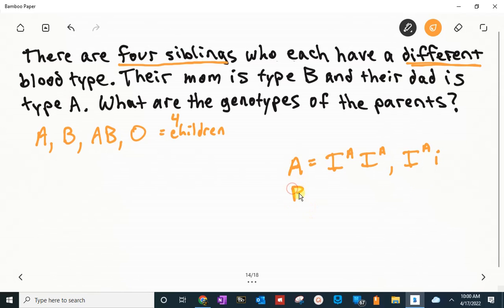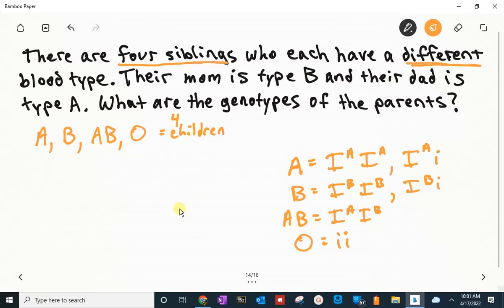Now for blood type B, you could have homozygous B, or you could have dominant B with a recessive O. For AB, you're going to have one dominant A and one dominant B together. And O is just going to be 2 recessive lowercase i's together.